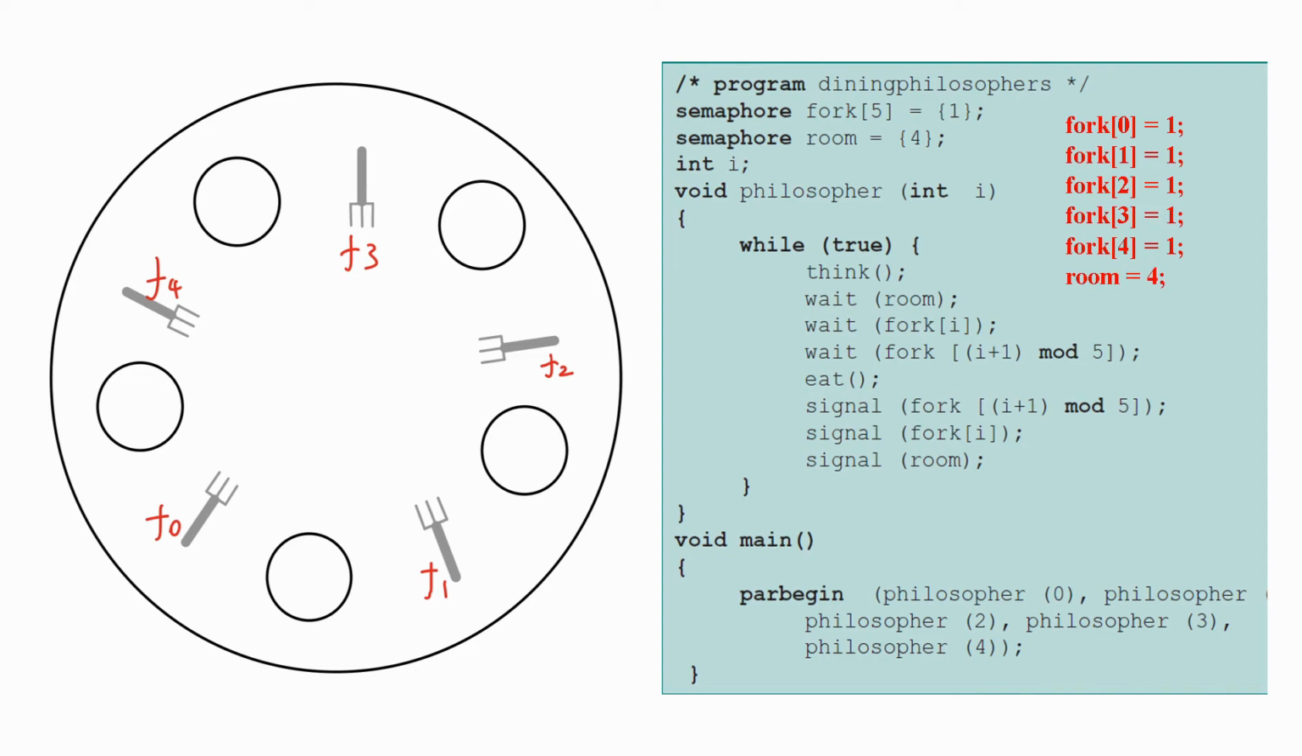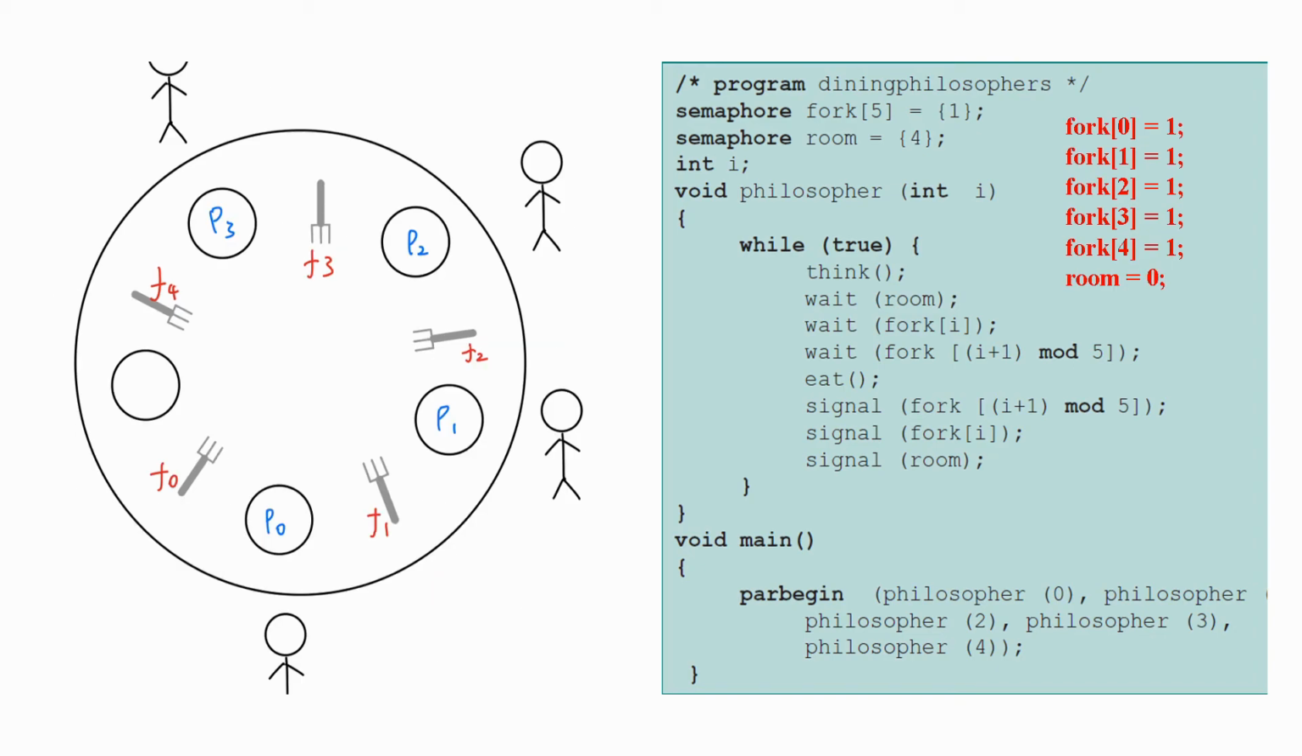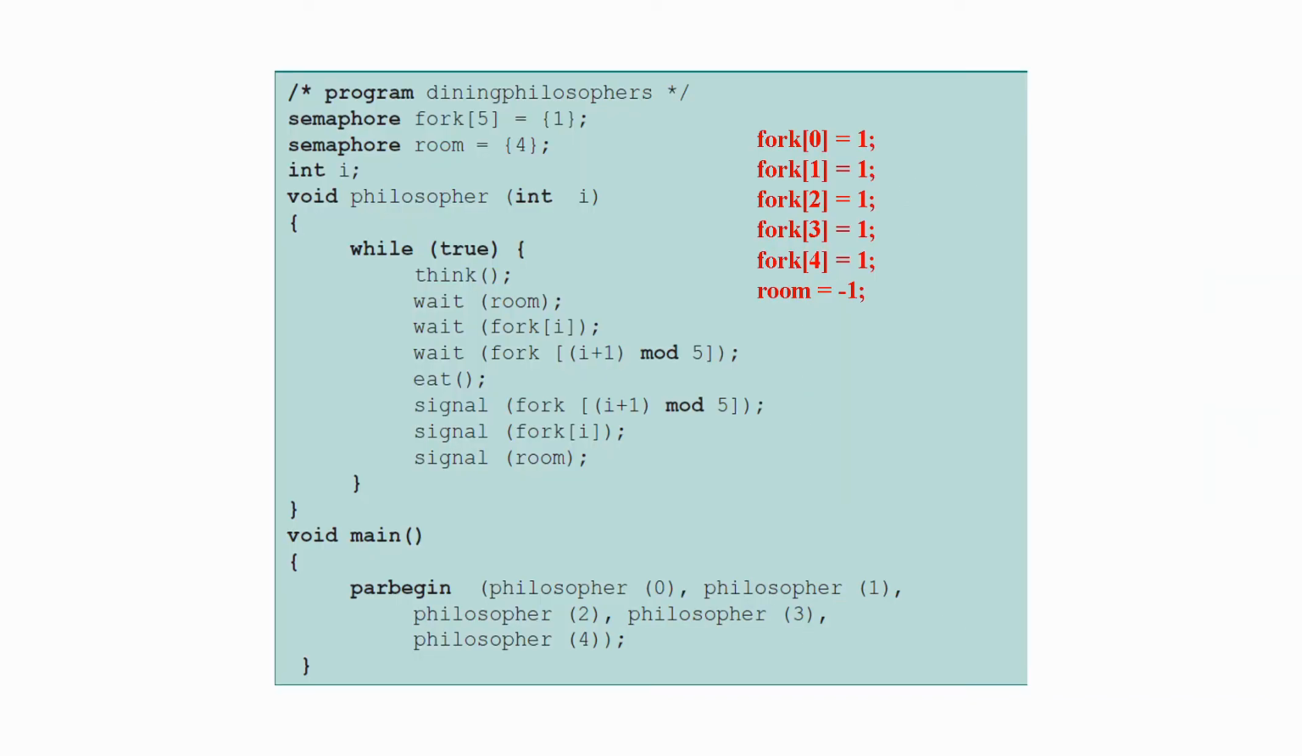Now, if all philosopher functions are being called, they all send samWait to room. Philosophers 0, 1, 2, 3 come in. The room variable becomes 0. Philosopher 4 sends samWait to room variable, turning it to -1. Therefore, philosopher 4 is blocked in the room queue.